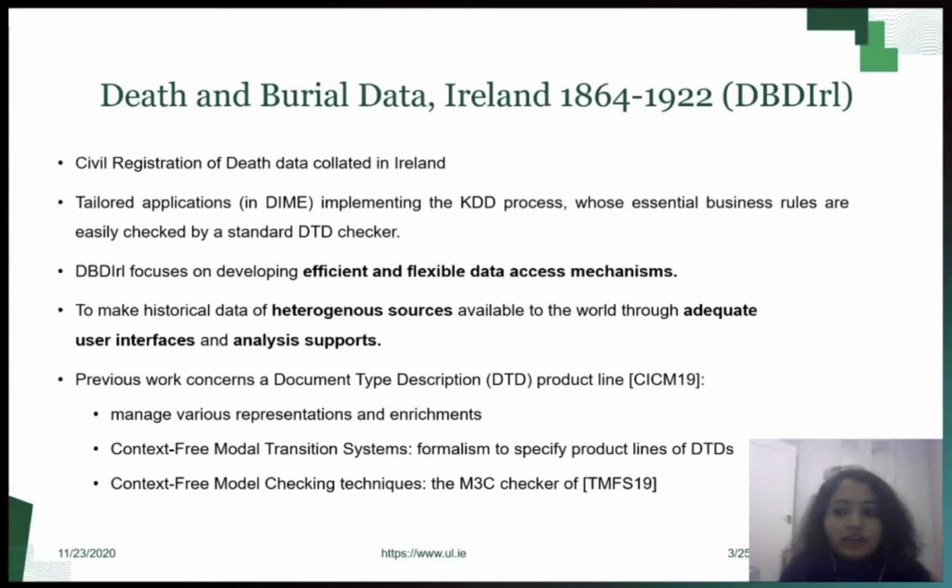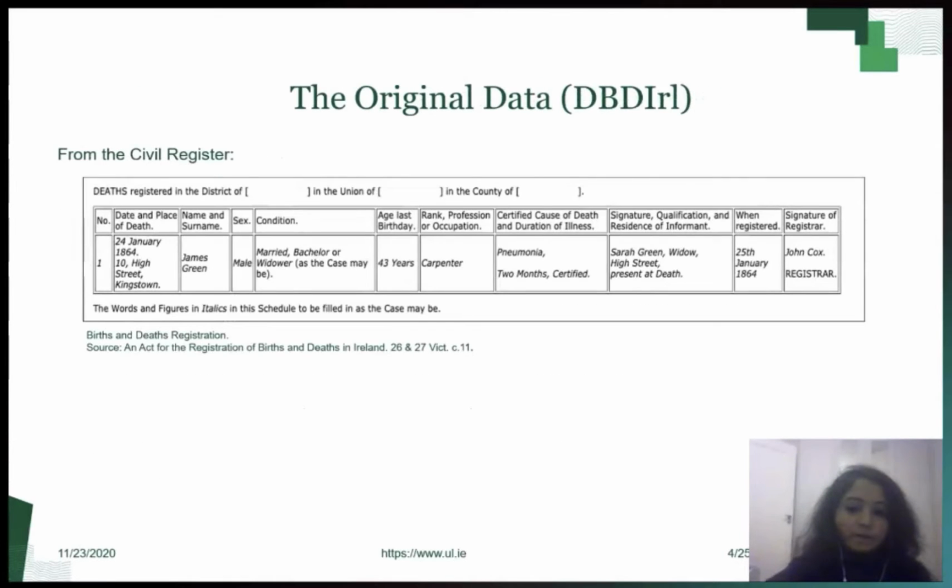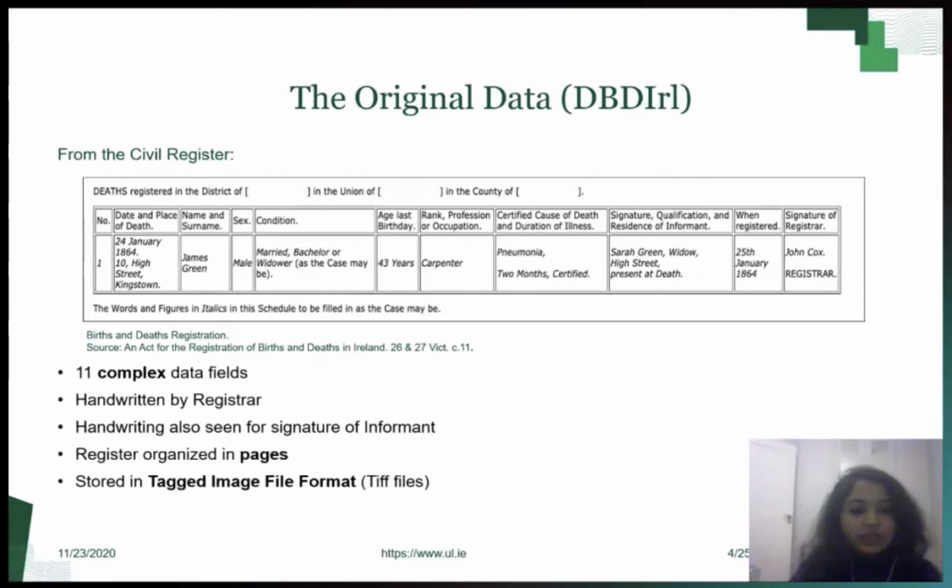The resulting hierarchy product line verification will allow our technical platform to act as a high-quality service provider for digital humanitarian research. So we were provided with 4 million civil registration entries of Ireland death data. Soon it's going to be 7 million individual entries, which are handwritten documents. Here we are showing a sample of it, having 11 complex data fields, and they were all stored in a tagged image file format.